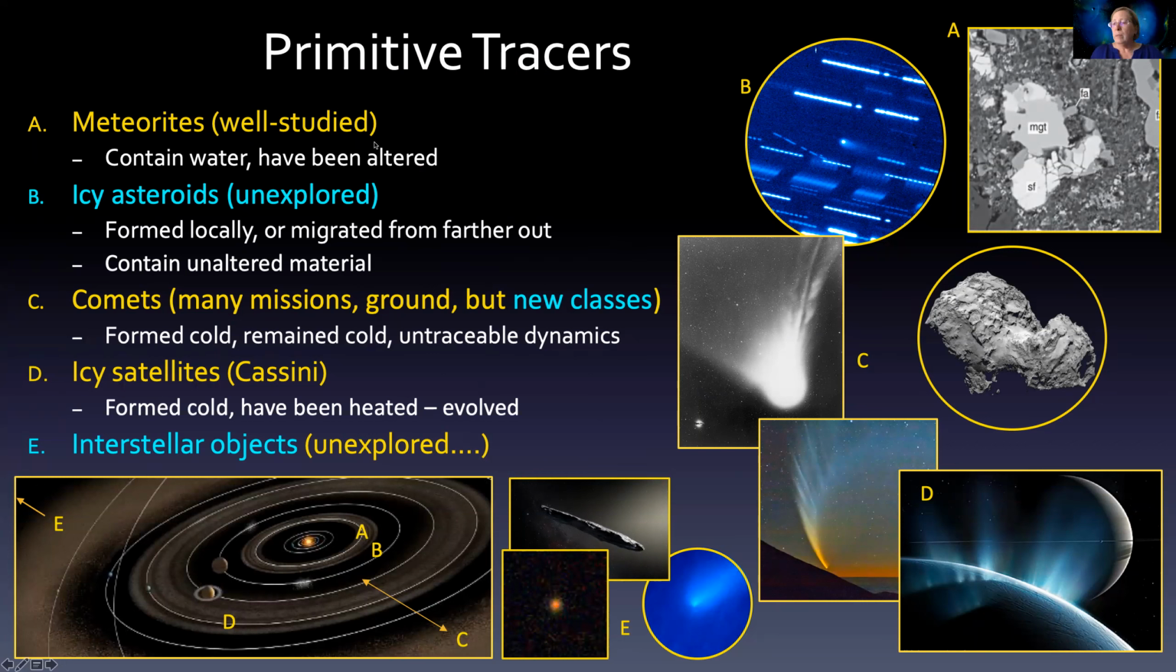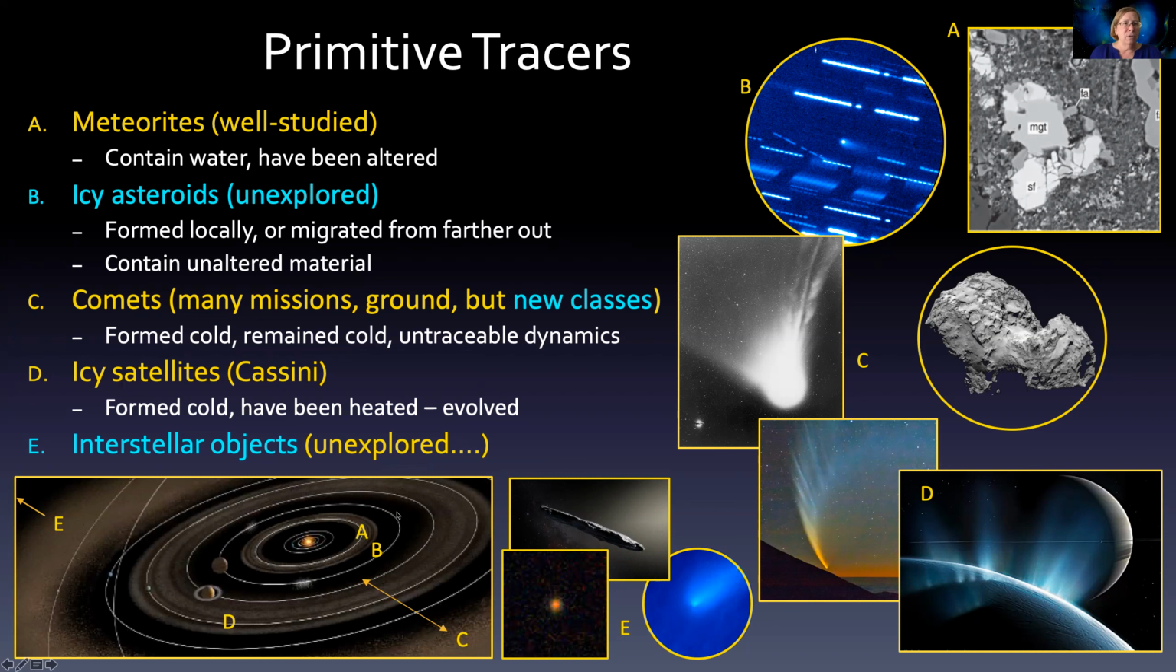These have been extremely well studied in the laboratory, although most people don't realize that we really have good samples, in terms of the primitive bodies, from about 15 parent asteroids. And what we see in these primitive bodies is that they all contain some level of water and they've been altered. So there's been water-rock interaction. So they aren't exactly pristine.